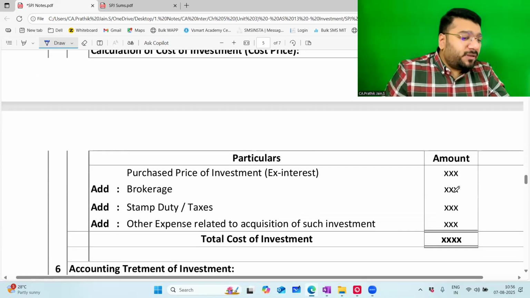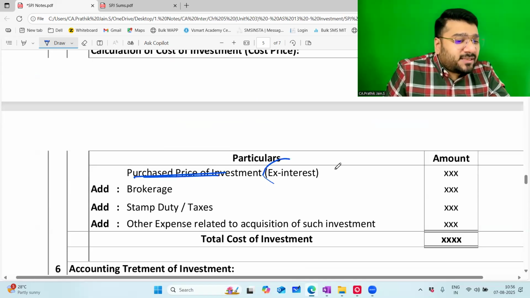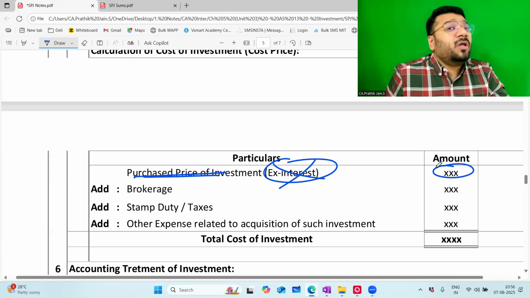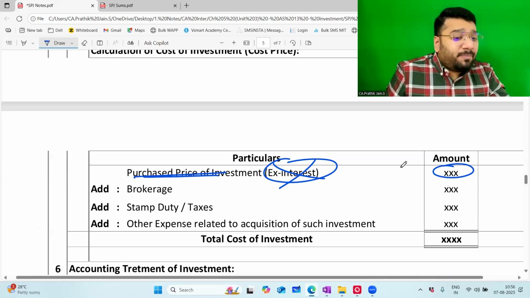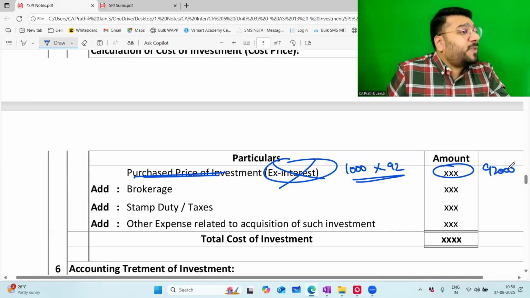Calculation of the cost of investment. This is the purchase price of the investment. What is ex-interest? Forget it now, I'll be discussing it today. Purchase price means the amount that you paid to the people to buy the investment. So I purchased 1000 debentures by paying 92 rupees. So 1000 into 92, 92,000 is my cost price.